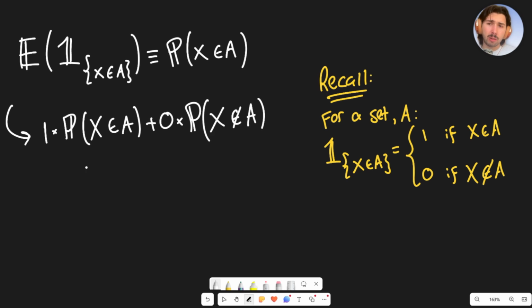And it's literally this simple, because if we just realize that the term on the right-hand side here is just 0, we're just going to have 1 times the probability that x is in A. And that's literally the result proven. So it's simply from realizing that the indicator is a discrete random variable and literally just computing the expectation.